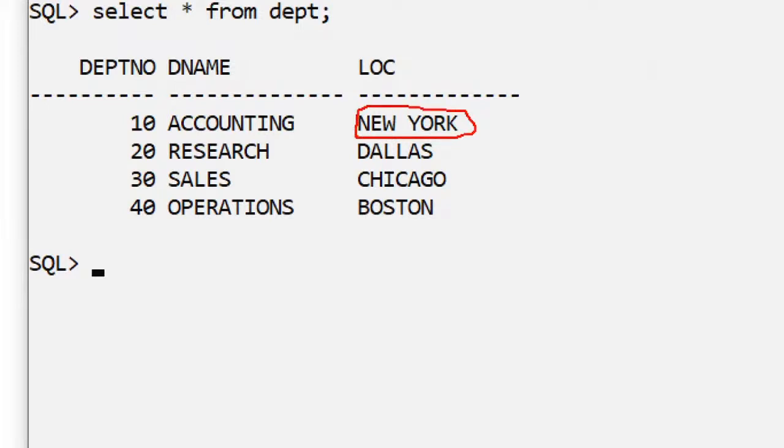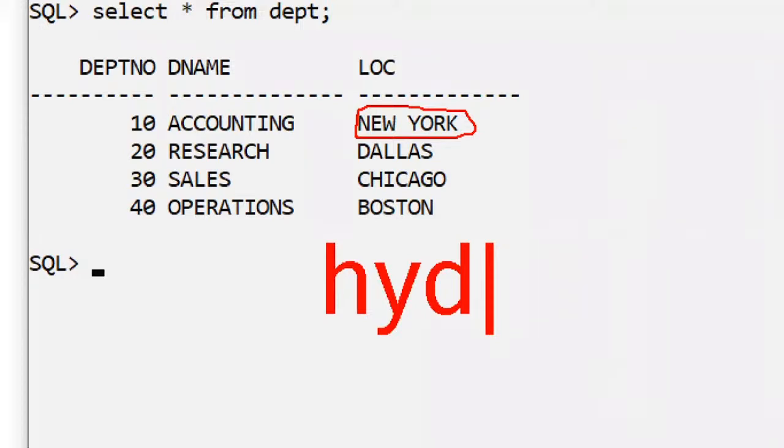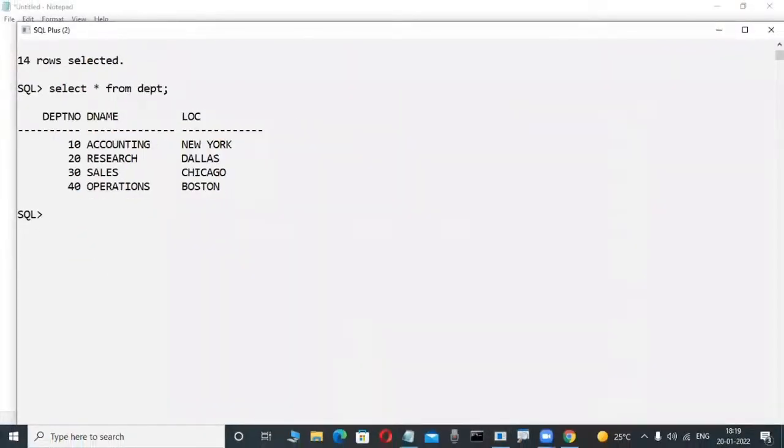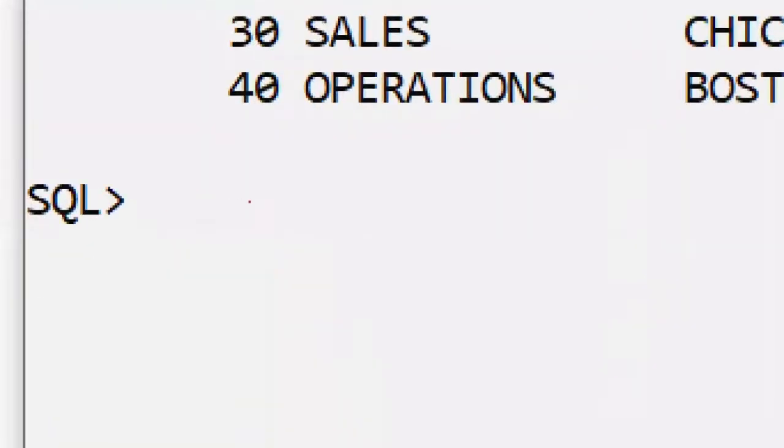In my project, I want to change this New York location to Hyderabad. Suppose I want to change this New York location into Hyderabad in this relational database. How can I do it? Just at the SQL prompt, we are using the SQL language.